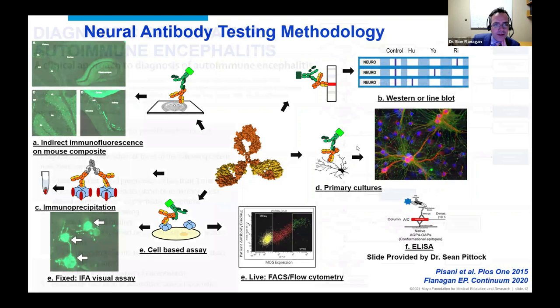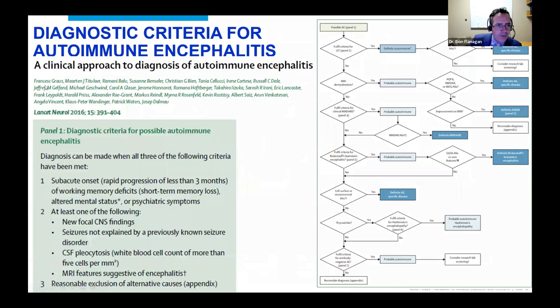So what about the diagnostic criteria for autoimmune encephalitis? Well, this was published by Professor Graus and Professor Dalmau and many other colleagues in 2016. And this gave a framework for the possible diagnosis of autoimmune encephalitis. Every patient needed to meet these criteria for possible autoimmune encephalitis. And that covered a subacute onset of symptoms with memory deficits, altered mental status, or even psychiatric symptoms.